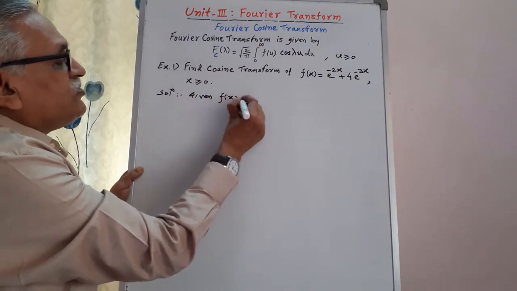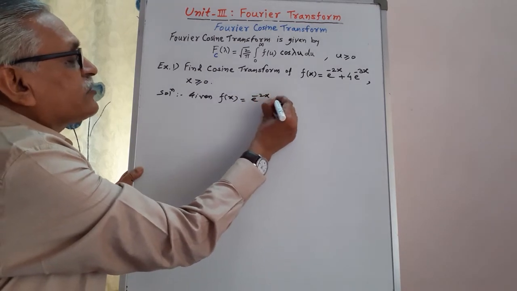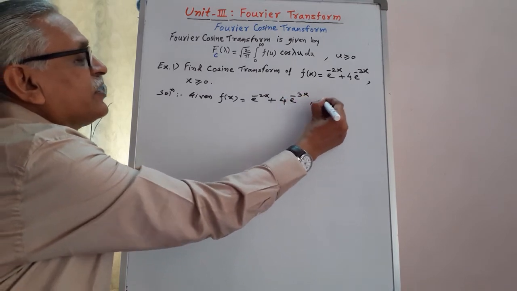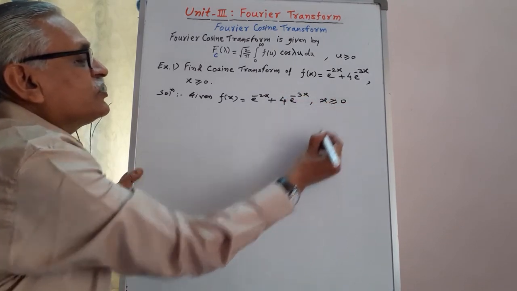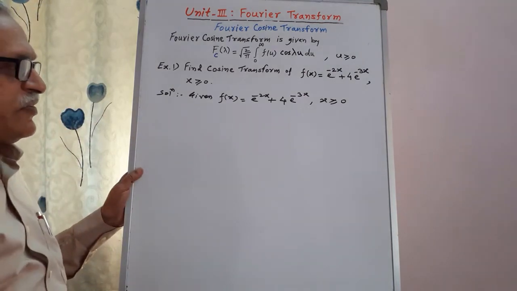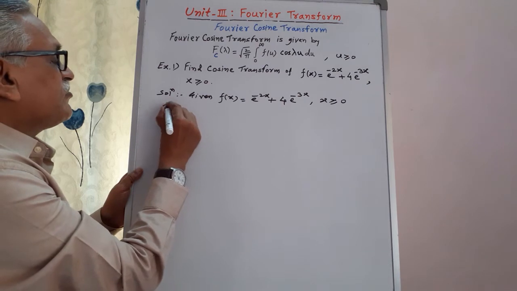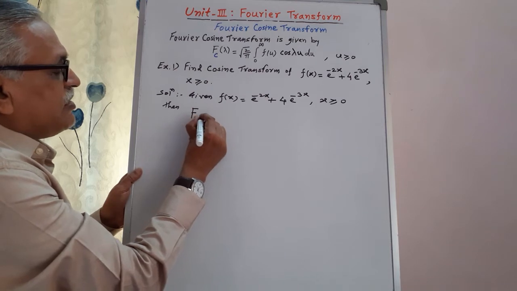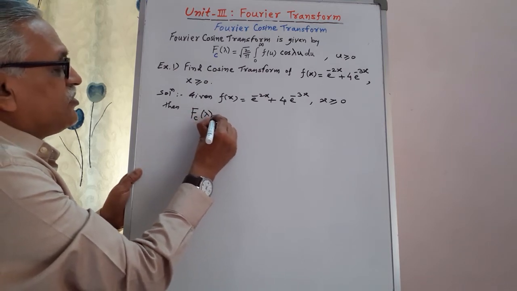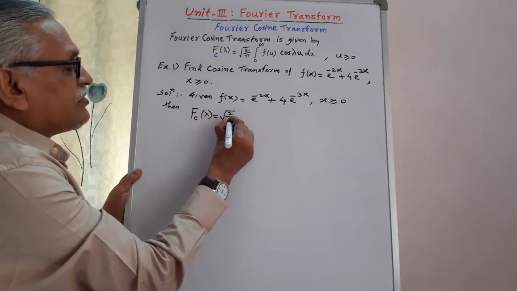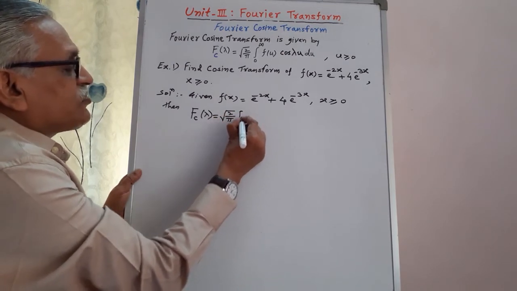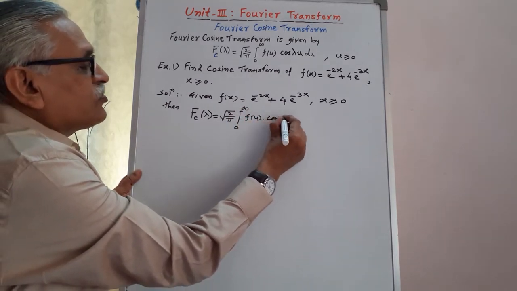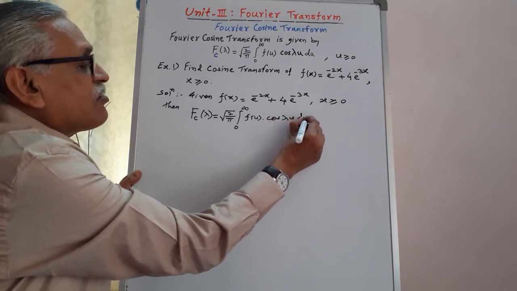Given f of x is equals to e raised to minus 2x plus 4 e raised to minus 3x for the condition x greater than or equals to 0. It is 0 to infinity. X lies between 0 to infinity. Then Fourier cosine transform Fc lambda is given by root 2 by pi integral from 0 to infinity f of u into cos of lambda u du.